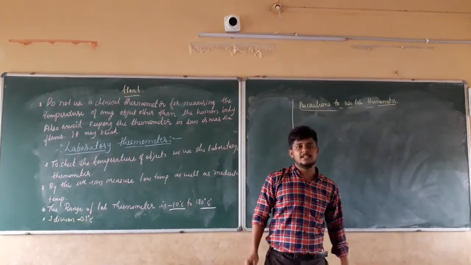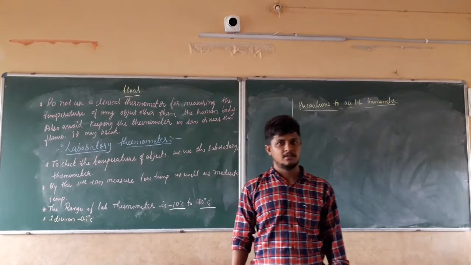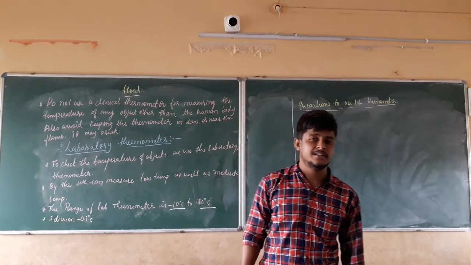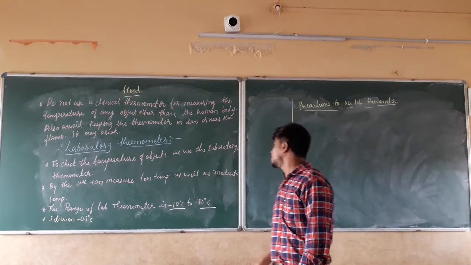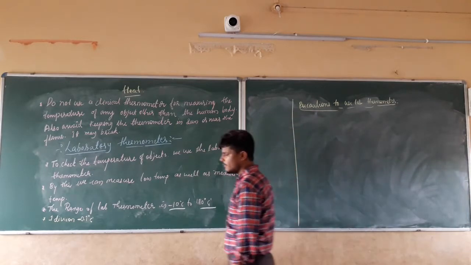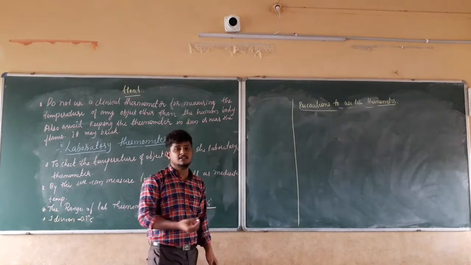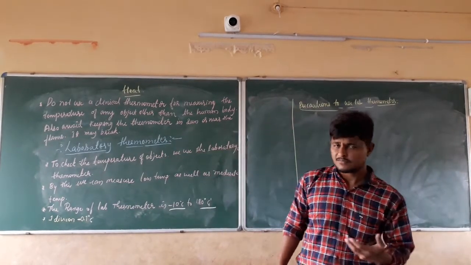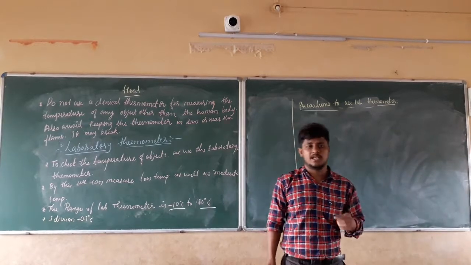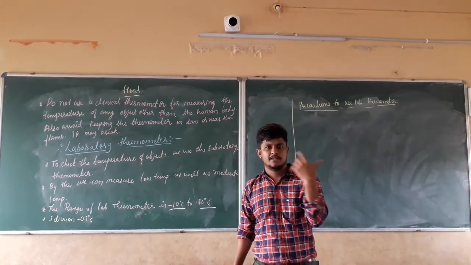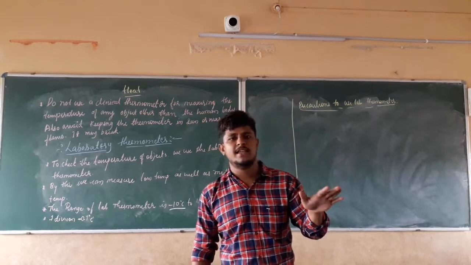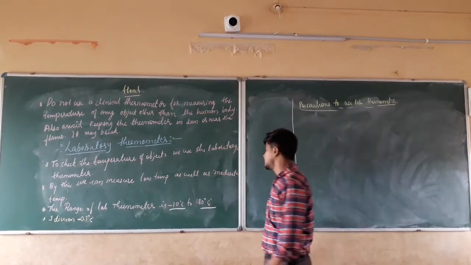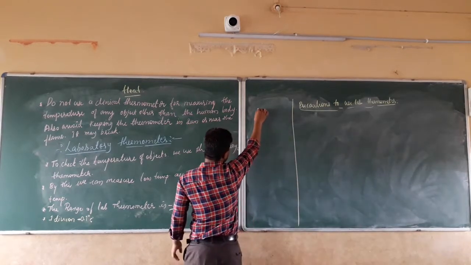Right. In the last class, we discussed the clinical thermometer. Do you know the range of the clinical thermometer? It ranges from 35 degrees Celsius to how much? 42 degrees Celsius. Now we are going to see the structure of the laboratory thermometer. All the parts will be the same. It has the mercury bulb. It contains mercury. Everything will be the same. But one thing will change: the scale of that thermometer and the length of that thermometer.